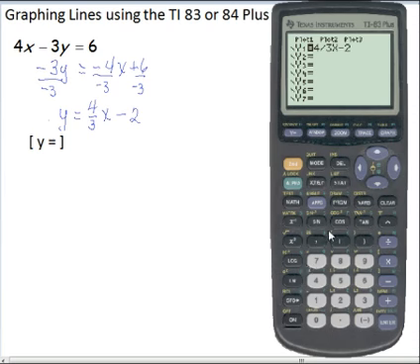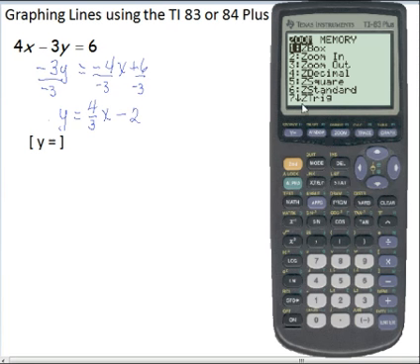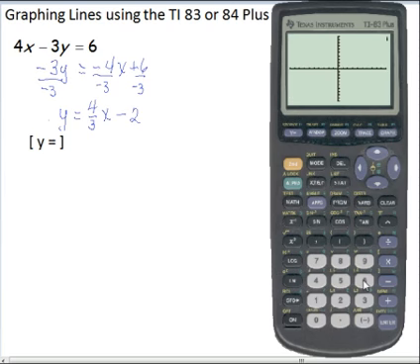The next thing we're going to do is hit the zoom key, and we're going to zoom 6, which is standard window. And so we're going to hit 6 down there, and it's going to graph the line in a standard window. And let me momentarily move over to window and show you how that standard window looks. The x values go from negative 10 to 10 with a tick mark at every one, and the y values go from negative 10 to 10 with a tick mark at every one.